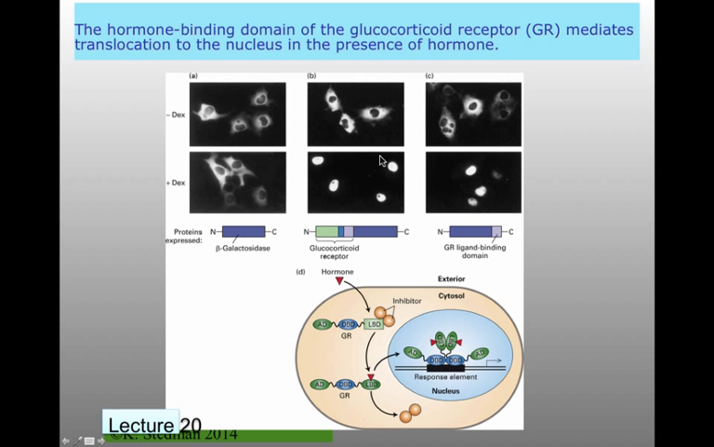And the way that that was shown was by, again, using reporter genes. And here we're using a ligand, not critical what it is. It's basically a ligand which is really similar to the glucocorticoid hormone. If you have a fusion protein between beta-galactosidase and the glucocorticoid receptor, in the absence of hormone, this protein is present in the cytoplasm. In the presence of hormone, it's in the nucleus.